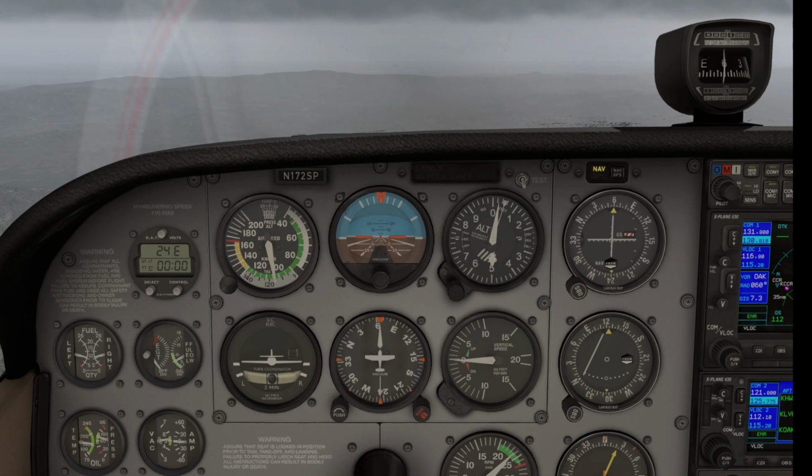We can confirm that conclusion by checking the distance from Oakland on the number 1 navigation radio. It indicates we have not yet reached 13 miles, which further verifies that we are still prior to Salad.